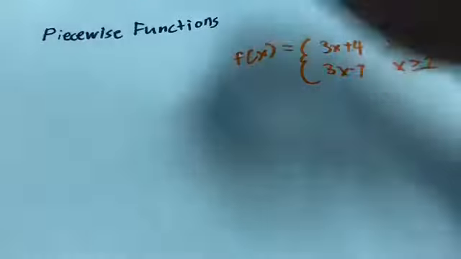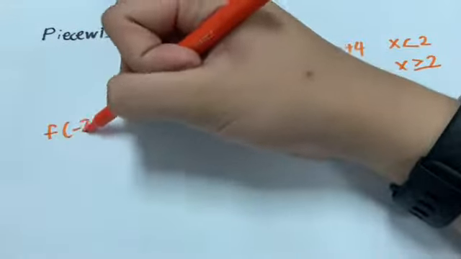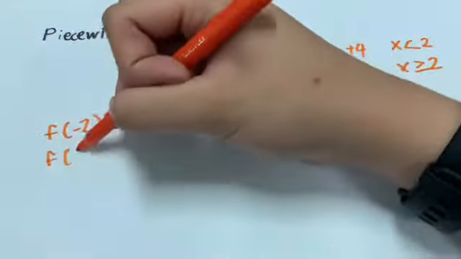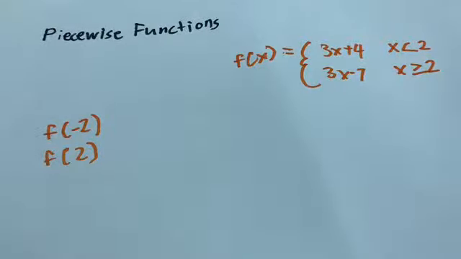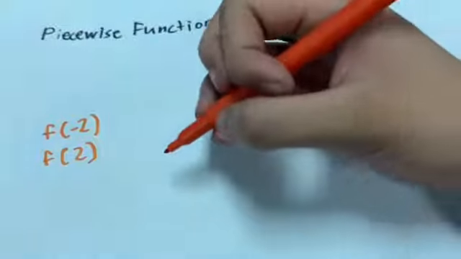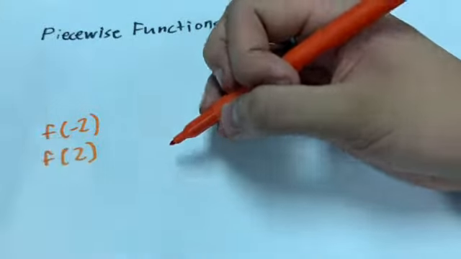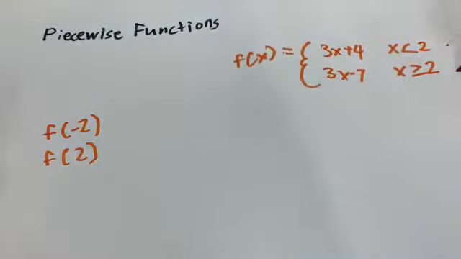So the first condition is, we're going to have two conditions, which is f of negative 2, and f of 2 itself. So first, let's start with x being less than 2. So let's start with f of negative 2. Which one should we choose, condition 1 or condition 2? Negative 2, which is bigger, 2 or negative 2? Since negative 2 is less than 2, we are going to use this condition.